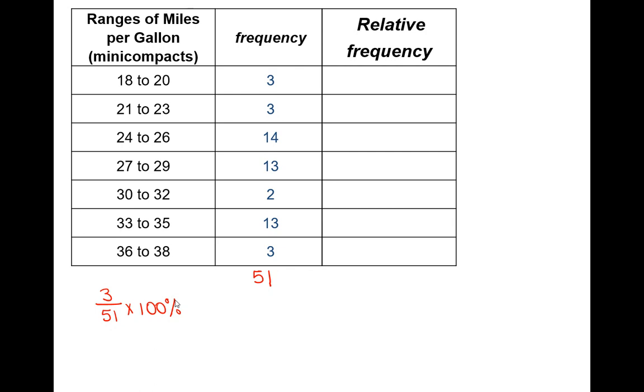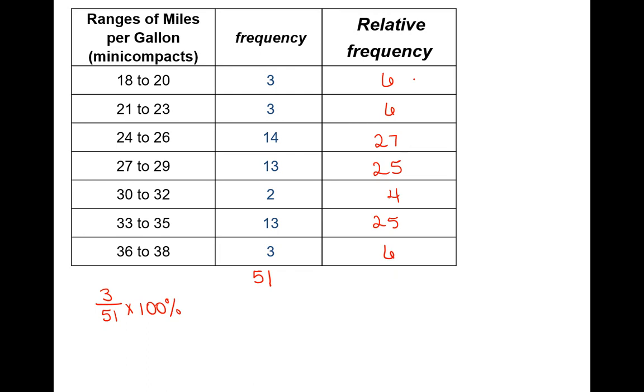So 3 divided by 51 times 100. If I round that to a whole percent, that's 6%. 14 divided by 51, that's 27%. 13 came out to be 25%. 2 was 4, and 25 again.